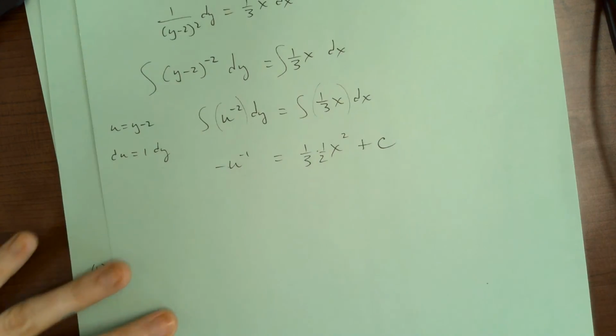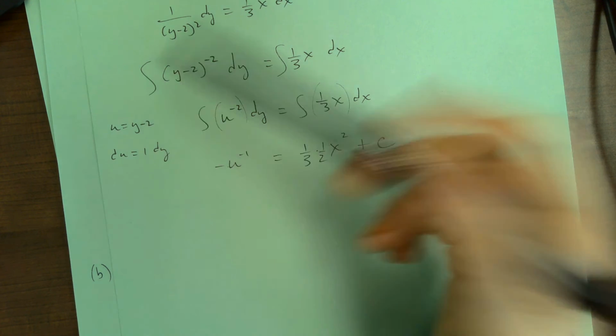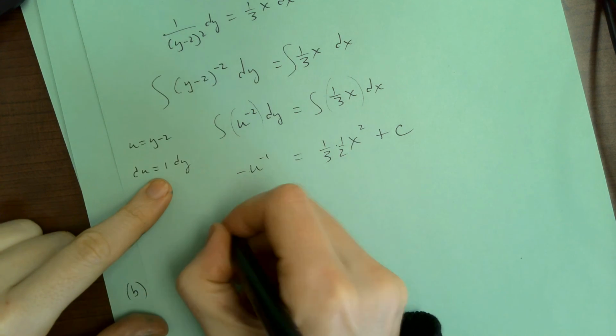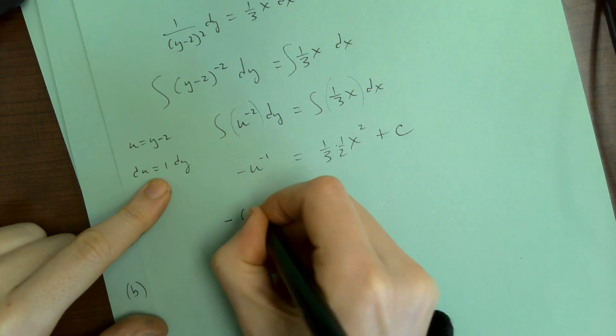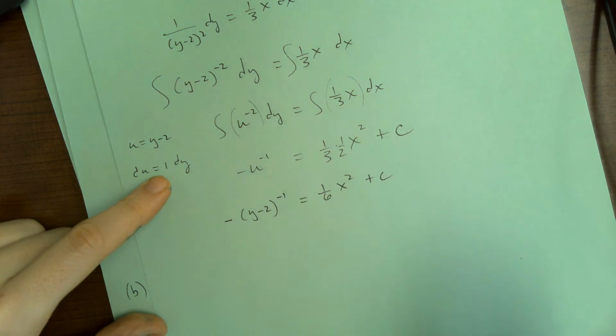Now I'll plug the u back in. With definite integrals, when there's numbers on the end, you don't plug the u back in because you turn the endpoints into u values also. And then when you use the fundamental theorem, that's the thing with the brackets, plugging in the numbers into the antiderivative and subtracting, since these would be u values, you'd never have to plug the u back in. But with an indefinite integral, which simply means antiderivative, you've got to plug the u back in. So this is negative (y − 2) to the negative 1 equals a 6th x squared plus c.